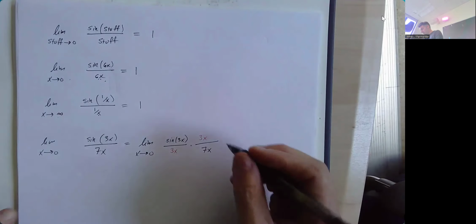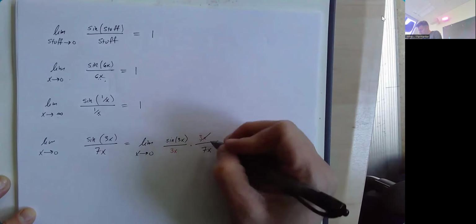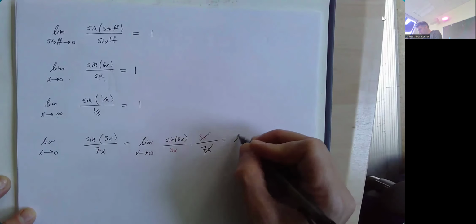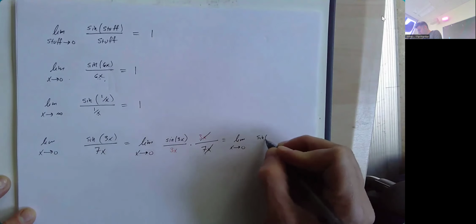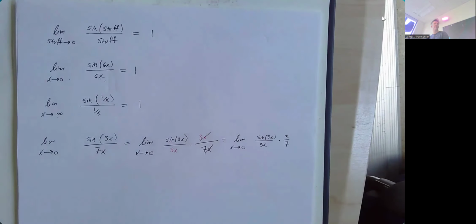Then I can do a little bit of work. 3x divided by 7x, the x's divide to 1. So I'm left with the limit as x goes to 0 of sine of 3x over 3x times 3/7. I don't think you need to show any more work here other than saying it's equal to 1 times 3/7.